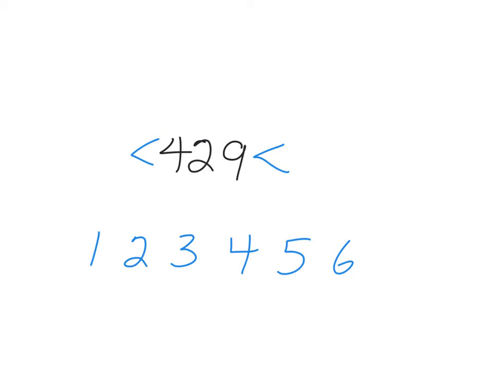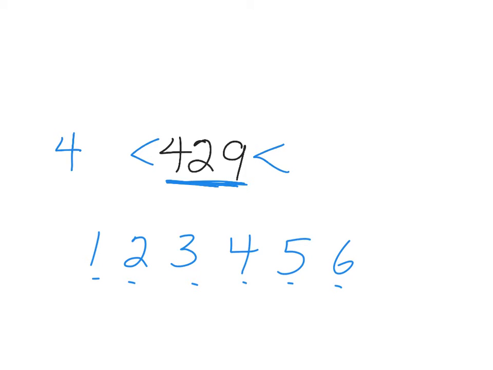So let's say I wanted to put this number 429 in the smallest possible interval. So that means I need the biggest number below it and the smallest number above it that I can make from the digits 1, 2, 3, 4, 5, and 6, and I can only use those once. So let's see, underneath 429, I can start with a 4, so 400 underneath it.